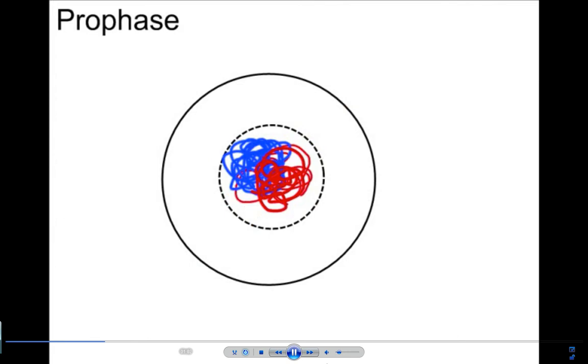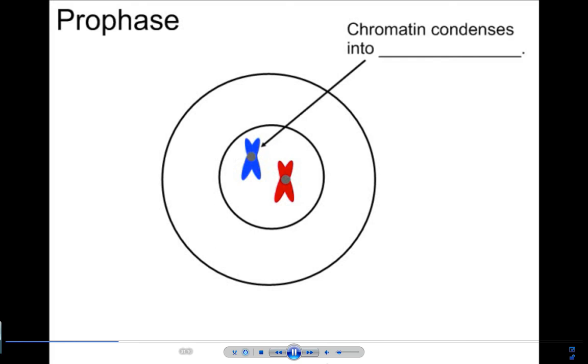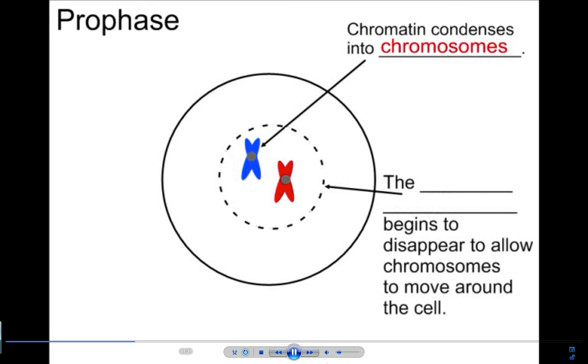Now for the first phase of mitosis, prophase, we're seeing here that the chromatin is shortening and thickening and condensing into structures called chromosomes. Specifically, you're seeing the sister chromatids here, so the original and the copy together. And you'll also notice that the nuclear membrane, the membrane that surrounds the nucleus, is disappearing, so we can move the chromosomes around the cell, because otherwise the membrane would block it.